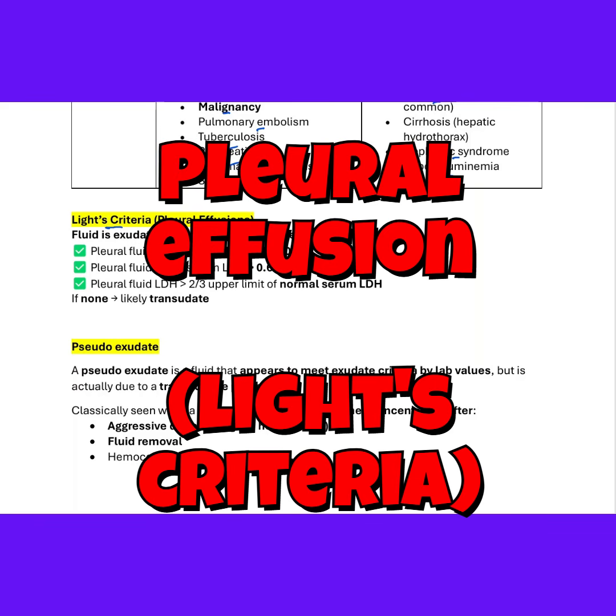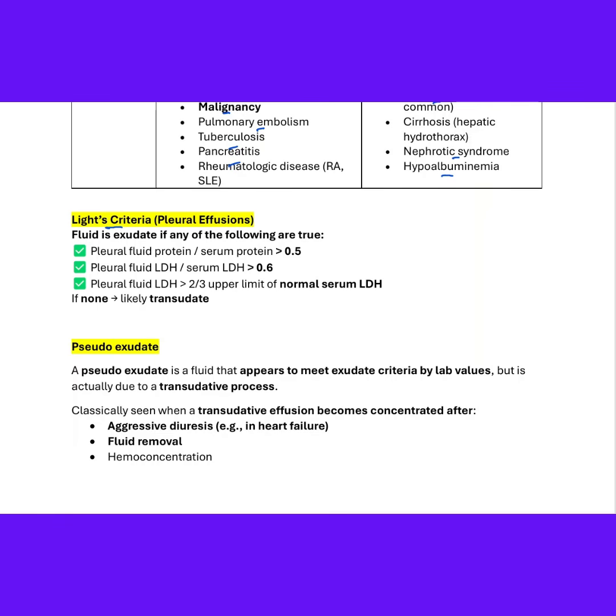This is Light's criteria. What's Light's criteria? So when you have a patient that has a pleural effusion, the next step is to determine: is this pleural effusion due to a transudative effusion or is it due to an exudative effusion? Because by dividing them into two, that will help you to come up with a broad differential for the cause of your pleural effusion. So what are these Light's criteria?